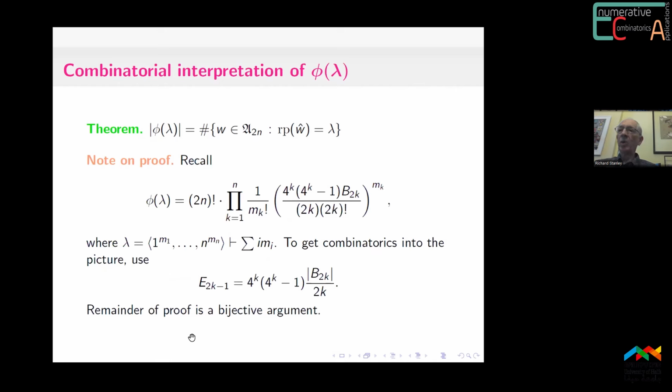Very quick word. We want to get this expression for phi lambda into a combinatorial form where we can do some combinatorics. And the way to do that is to use this formula for the odd Euler number, E_{2k-1}, in terms of the Bernoulli number. You see, it's just this 4^k(4^k - 1) B_{2k} over 2k. So we have this nice expression for phi lambda in terms of Euler numbers, and after that we can give a bijective proof of this theorem.